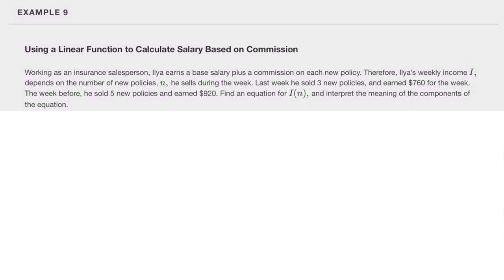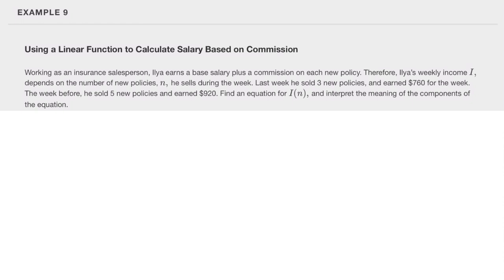Okay, let me see. Weekly income depends on what he sells. Last week, he sold 3 policies. So they gave us, and it says using linear functions, so I think it's a safe assumption here that it's linear in nature. Let me see. Last week, he sold 3 policies. Okay, find an equation.